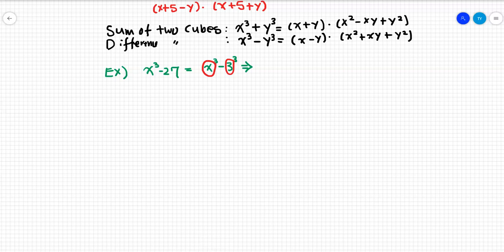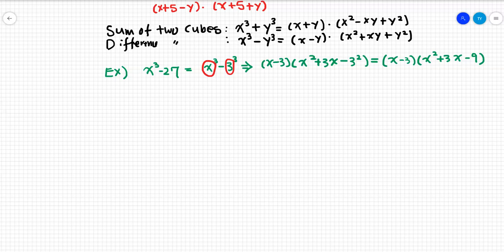So just follow the formula here. So you have x minus 3, x squared, plus 3x, plus 3 squared. So in this case, we'll have x minus 3 and x squared plus 3x plus 9.